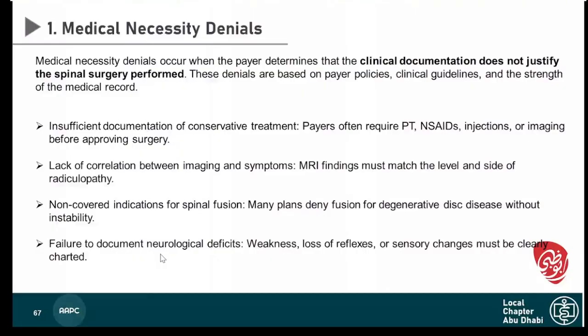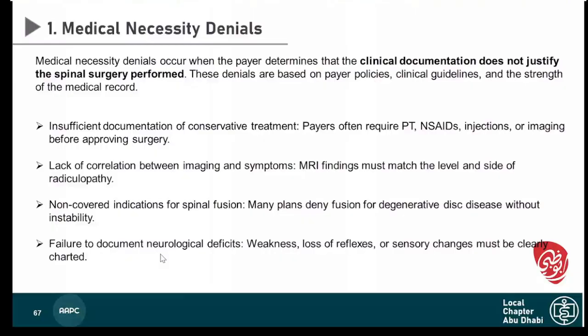Non-covered indications for spinal fusion. Many plans deny fusion for degenerative disc disease without instability, so this instability should be there in the document. Also, failure to document neurological deficits like weakness, loss of reflexes, or sensory changes. These all come under medical necessity denials. So there should be sufficient documentation for coding spinal surgery, otherwise insurance will deny. Then coding and billing errors.